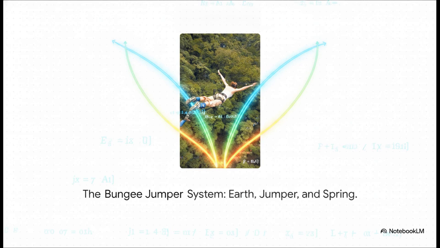Seriously, imagine trying to calculate the exact speed of a falling bungee jumper at every single millisecond using standard forces. You'd have to account for gravity, the constantly changing tension of the cord as it stretches, air resistance. Honestly, it would be mathematically exhausting. But thankfully, physics provides us with a remarkably straightforward shortcut. Instead of tracking every messy intermediate step, we can just track the energy.